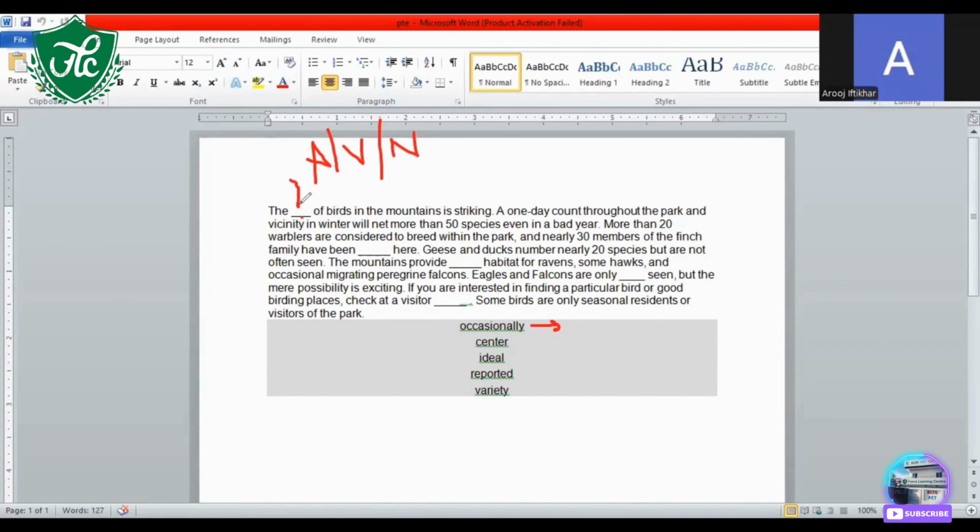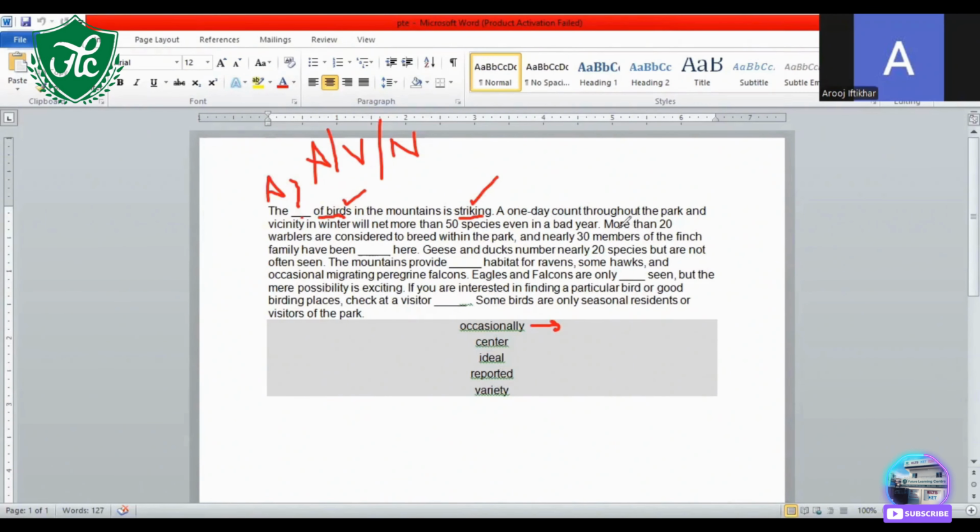Okay, let's start. The dash of birds. Birds is what? Birds is a noun. In the mountains is striking. Striking is the verb. So what can be the dash of birds? It clearly indicates that a word of quality is going to be included here, so we can make an assumption that we are going to have an adjective.